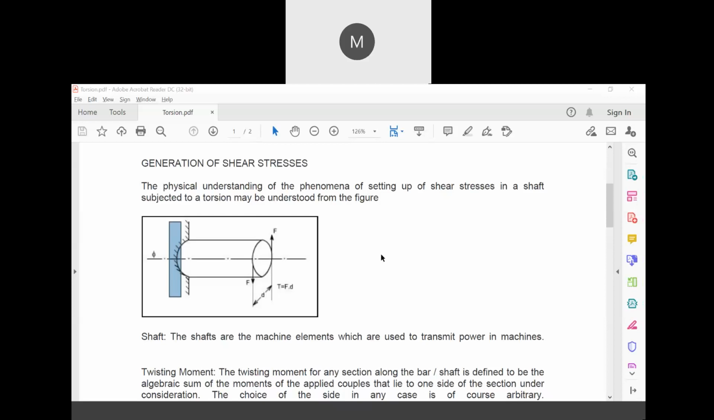Now, if you want to know what is meant by a shaft, a shaft means what? These are machine elements which are used to transmit power in machines. Fine. A shaft is a machine element used to transmit power in a machine. Now the twisting moment.